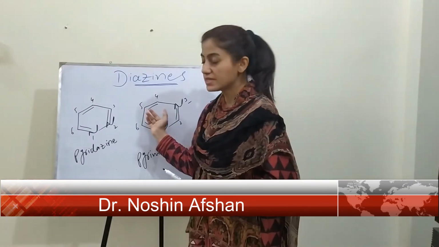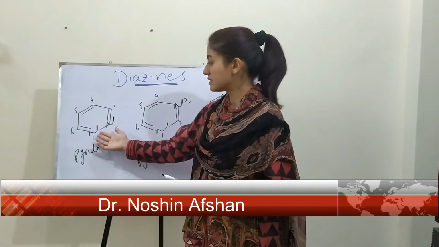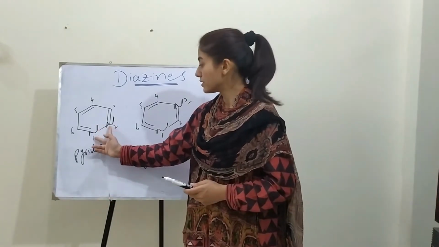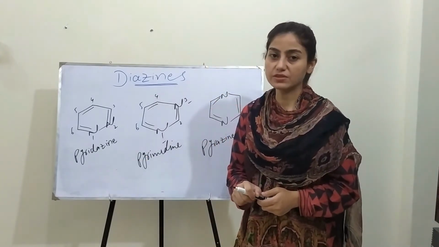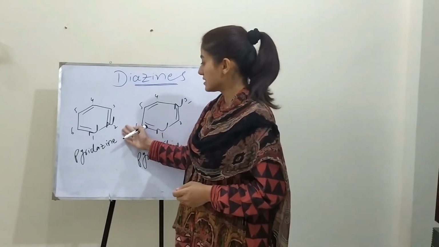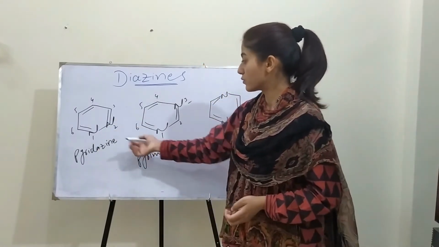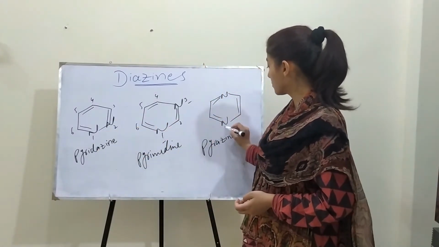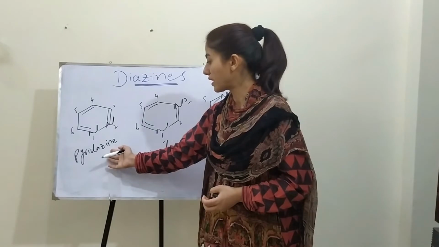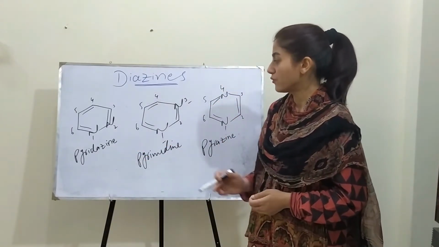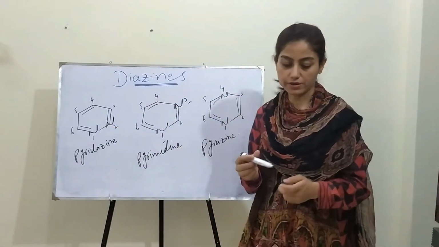So in this way, all these are aromatic in nature, same as benzene, but the only difference is that the two nitrogens in these diazines substitute two carbon atoms in the benzene ring. So such aromatic compounds consisting of two nitrogens at either 1,2 or 1,3 or 1,4 position are called diazines. The examples are pyridazine, pyrimidine and pyrazine, where the position of the nitrogens is 1,2, 1,3 and 1,4.